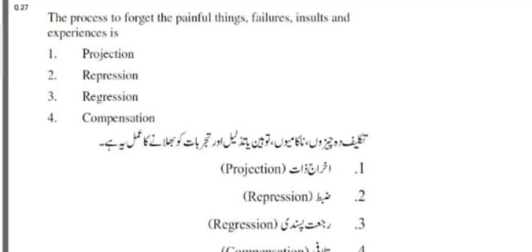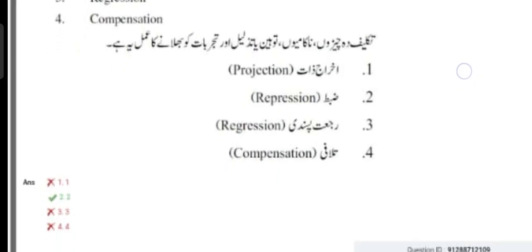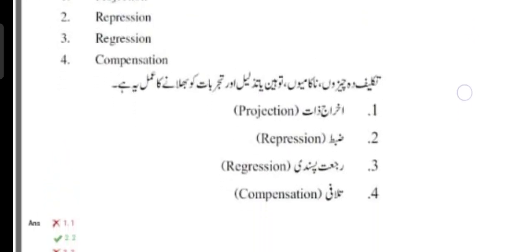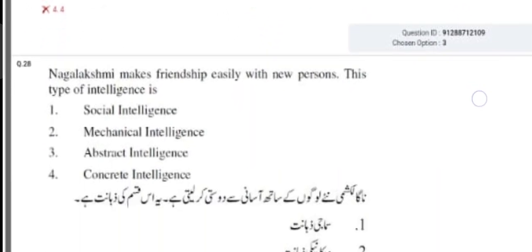27th question. The process to forget the painful things, failures, insults, and experiences: projection, repression, regression, or compensation. So the right answer is repression, it seems.